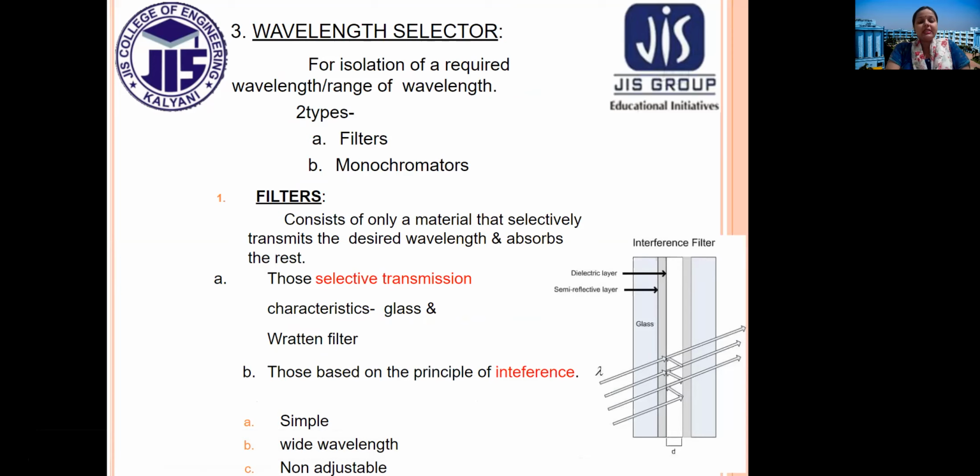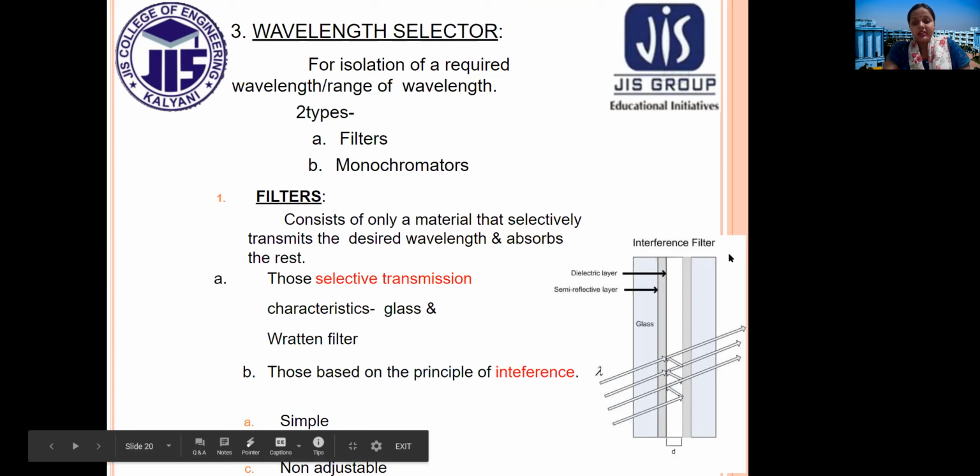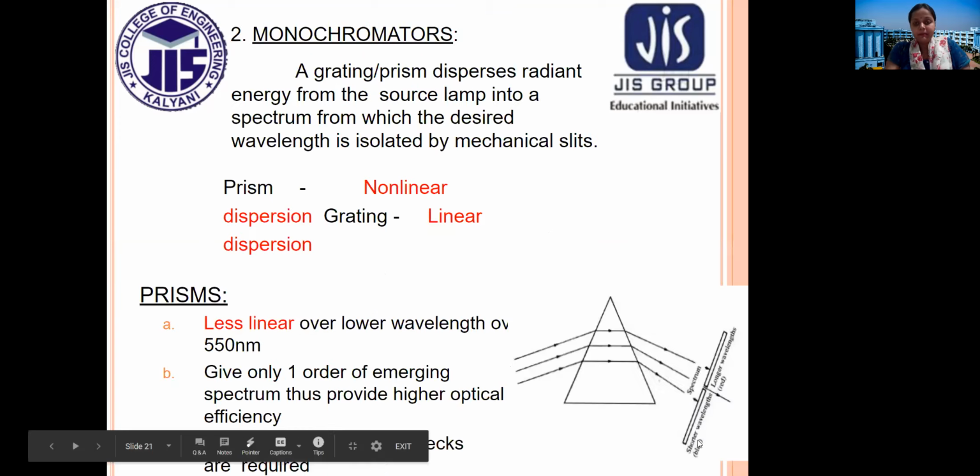Filters consist of only a material that selectively transmits the desired wavelength and absorbs the rest. Those have selective transmission characteristics, such as glass and Wratten filters. And there are filters based on the principle of interference. These may be simple, wide wavelength and non-adjustable. See, an interference filter has been shown over here with different wavelengths.